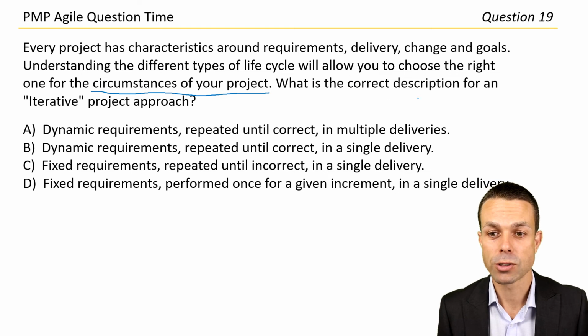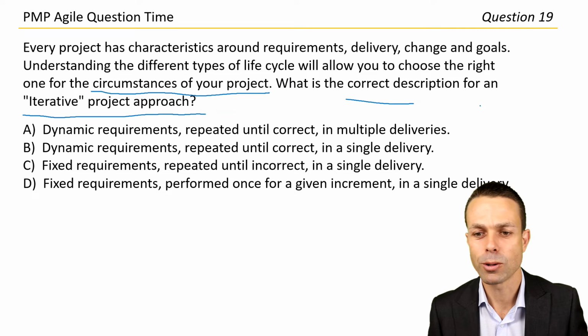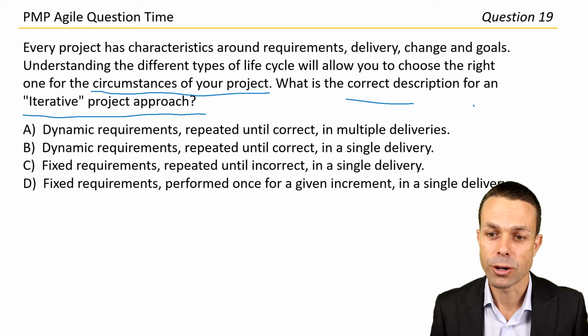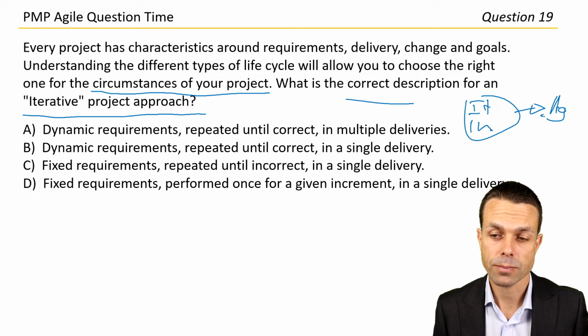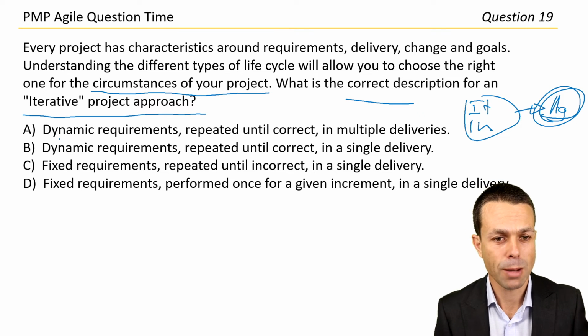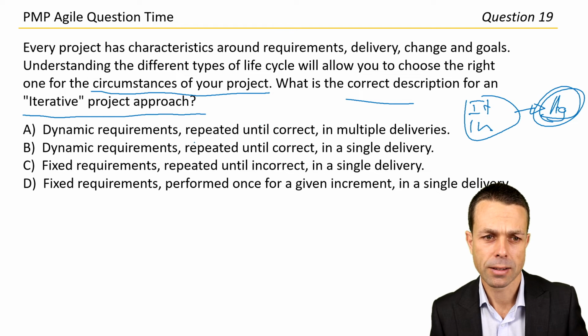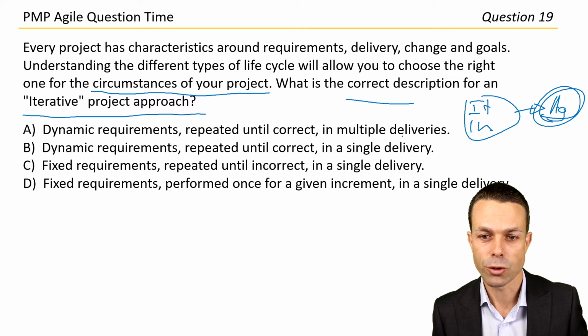So what's the correct description for an iterative project approach? And this is important because agile is made up of iterative and incremental, and those two things form the agile approach basically. So let's figure this out. Iterative is dynamic requirements. Repeated until correct in multiple deliveries.